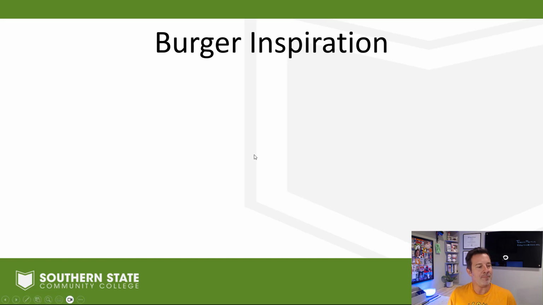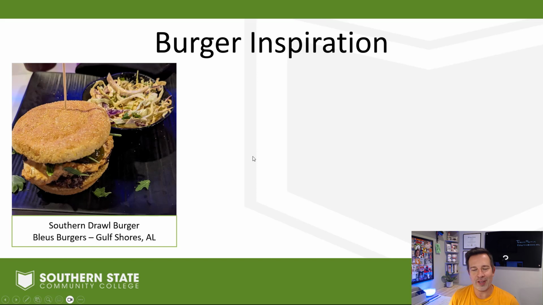I think about maybe the Southern Drawl Burger that I had in Gulf Shores, Alabama at Blues Burgers. You're talking about a jalapeno cornbread bun. Amazing. Really good patty, pimento cheese, and then we've got some pickled jalapenos, a fried green tomato under there. Just an amazing burger. I think about that burger all the time.